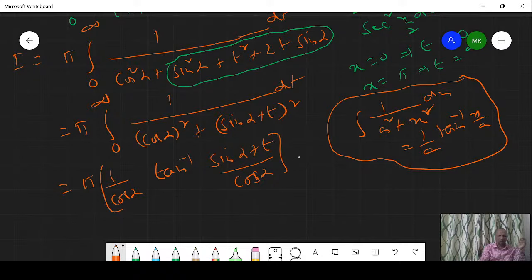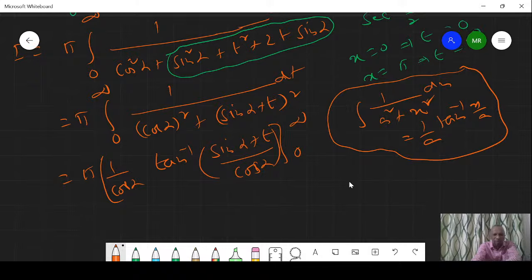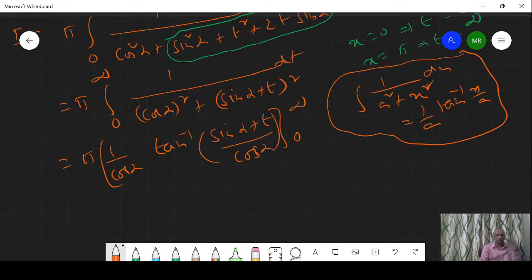Now applying the limits 0 to infinity, I am going to simplify the final answer. Just replace the values and simplify, and you will get the final answer. You will get tan inverse of sin alpha plus t by cos alpha. If I apply infinity, this will be pi by cos alpha.